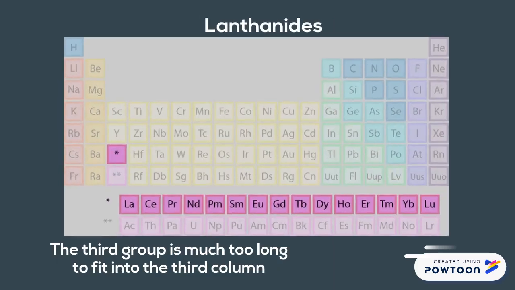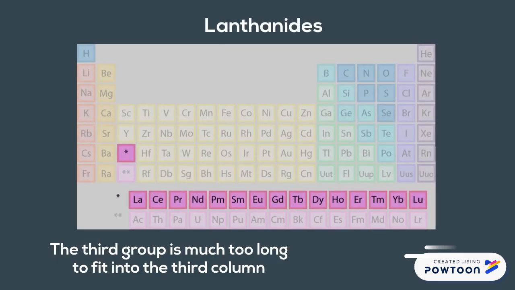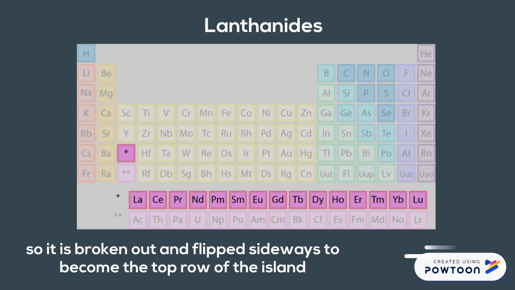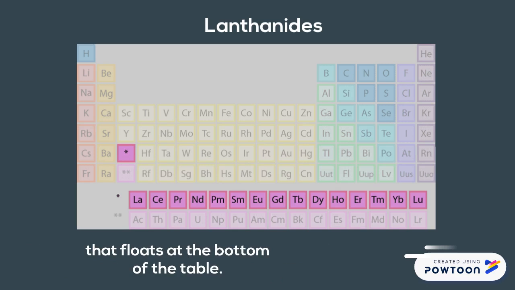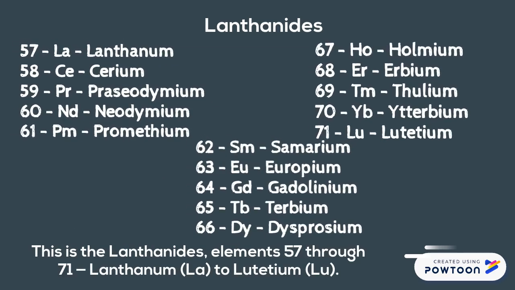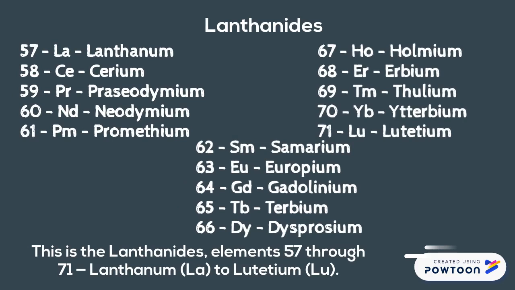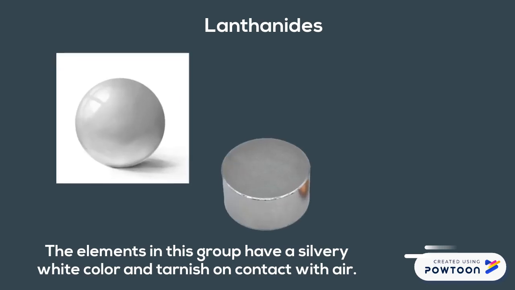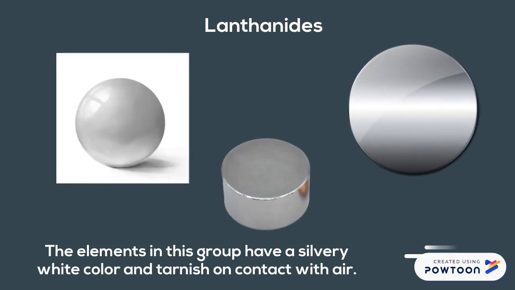The third group is much too long to fit into the third column, so it is broken out and flipped sideways to become the top row of the island that floats at the bottom of the table. This is the lanthanides, elements 57 through 71, lanthanum, La, through lutetium, Lu. The elements in this group have a silvery white color and tarnish on contact.